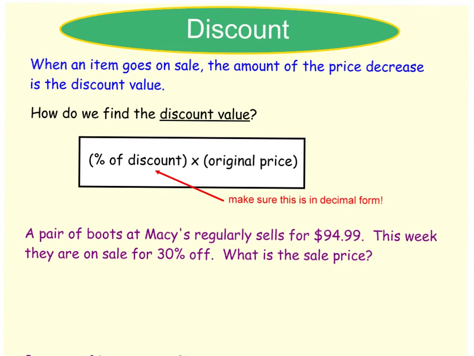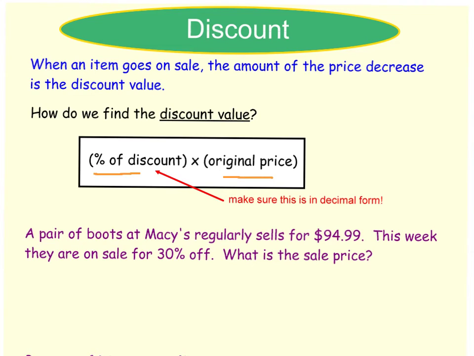The second application we need to talk about is discount. When an item goes on sale, the amount the price decreased is the discount value. So when you're shopping and you have something that has a percent off, that is the scenario we are talking about. Well, how do we find that? We find that by taking the percent of the discount times the original price.